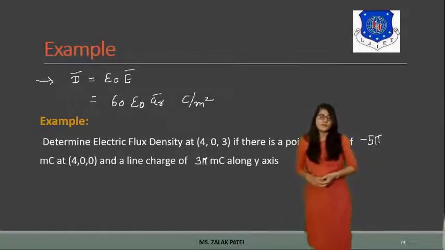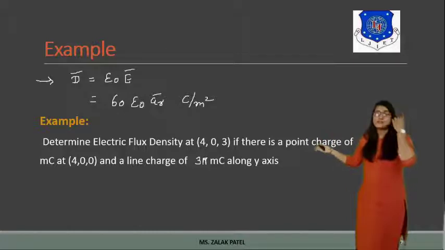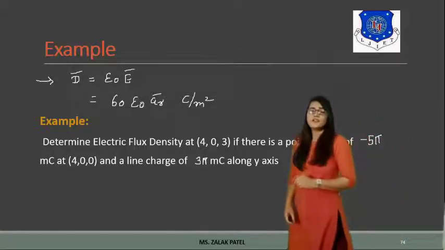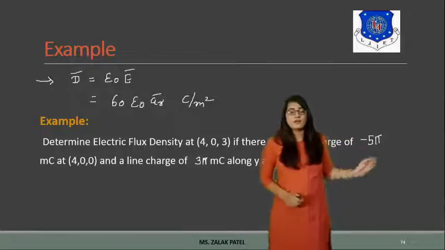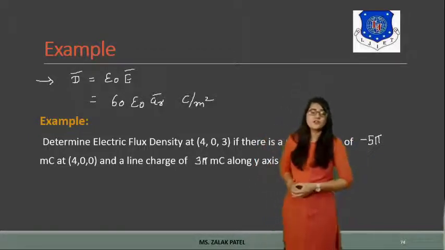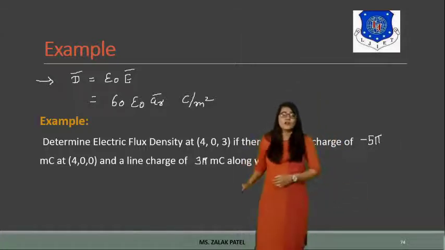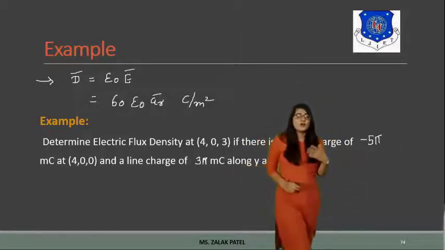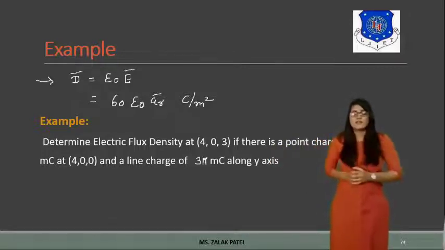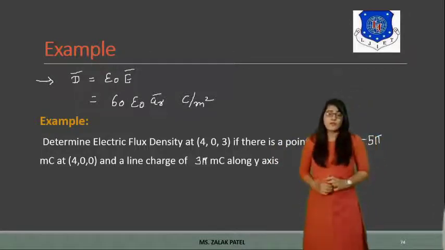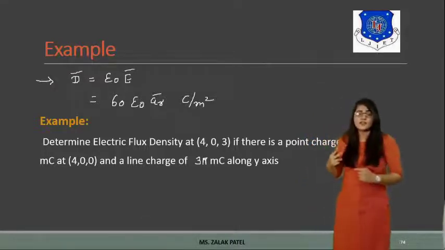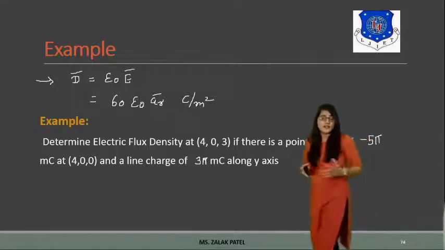Determine the electric flux density at (4,0,3), if there is a point charge of −5π millicoulomb at (4,0,0) and a line charge of 3π millicoulomb along the y-axis. Okay, so here we have to find the flux density, but due to two types of configuration. The first configuration is a point charge and the second is a line charge.